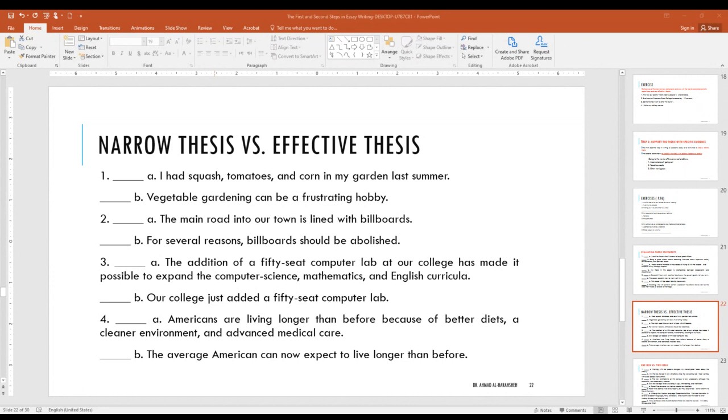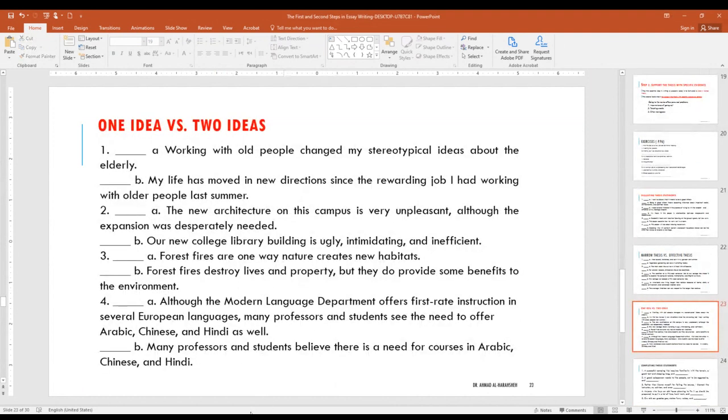And the sentence is providing three reasons why Americans are living longer than before. Better diets, what are they? Cleaner environment, how? And advanced medical care. Yes.